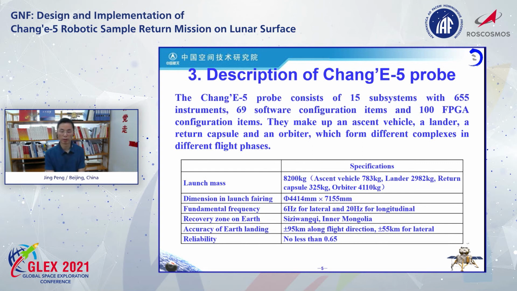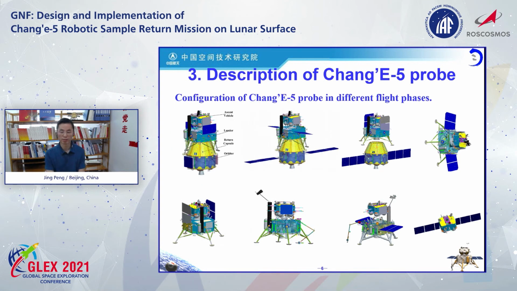The dimension of the probe in the launch fairing is 5,400 millimeters in diameter, and the height is 7,100 millimeters. The lateral fundamental frequency of the probe is 6 Hz, and the longitudinal fundamental frequency is about 20 Hz. The accuracy of Earth landing is plus or minus 95 kilometers along the flight direction, while in the lateral direction it is 55 kilometers. The reliability shall be no less than 0.65. Next slide, please.